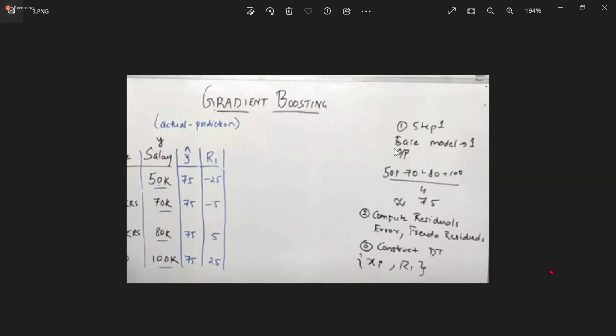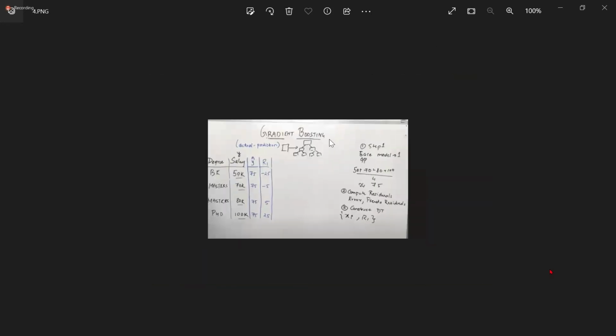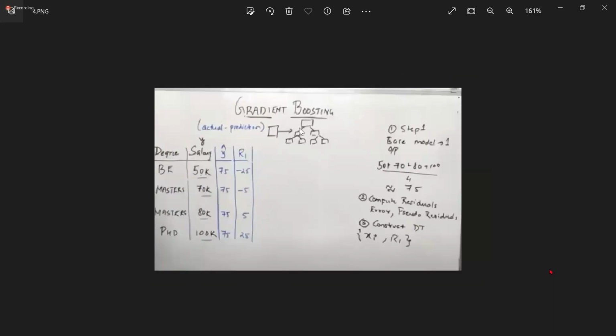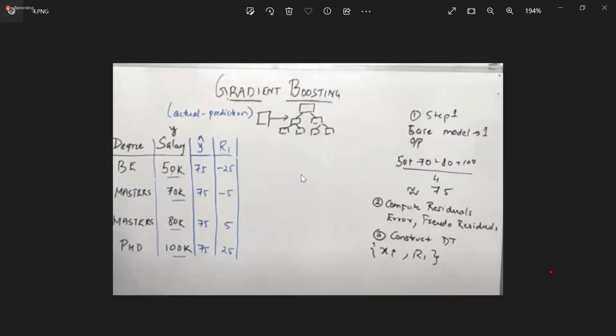Now let's assume you build the tree with X, Y, and R. Normally we build the tree with independent and dependent variables, or not? Here the dependent variable is different, and rather than this, I wanted to build the tree with the residual. Understand, guys? What is the difference between y and y hat? So have a look at this. Once we build the tree, okay, this is the tree. We build the tree.